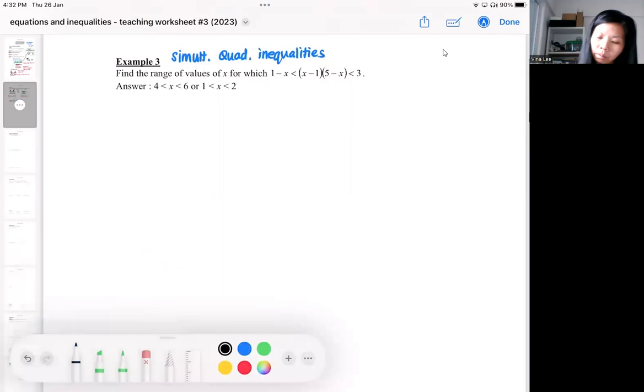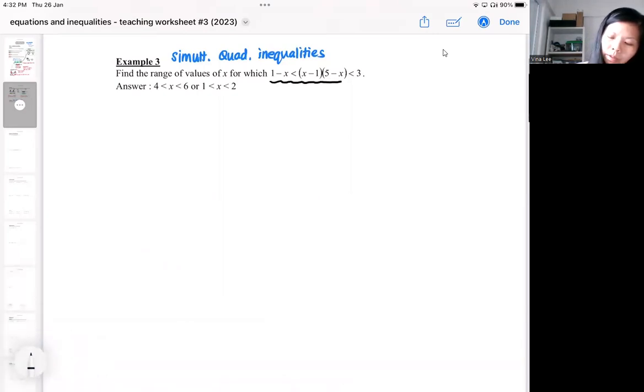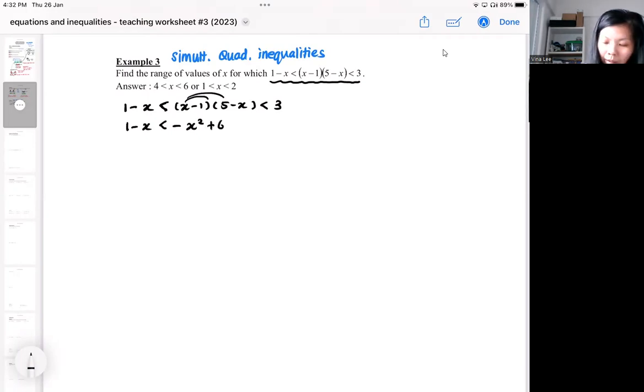So if you look at this question, there is a bracket in the middle. That means this quadratic function is between these two values. Okay, so I'm going to approach it in this way. I'm going to do my basic expansion, algebra expansion. It will lead you to get something like this. Okay, so do your normal algebra expansion.